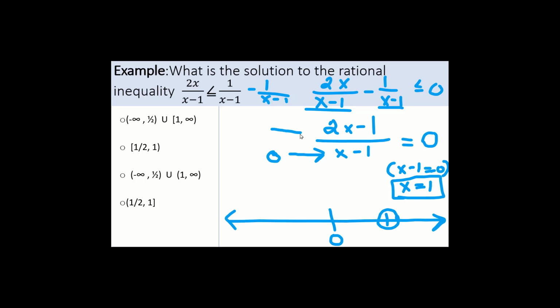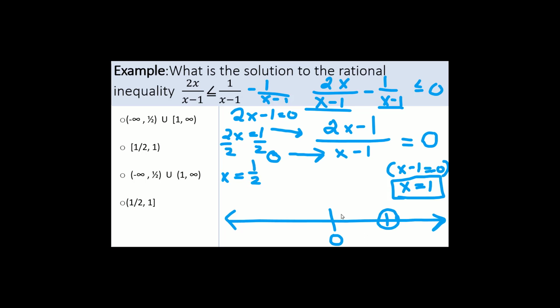Now we'll look at the numerator. Now the numerator can be 0, so we'll look where that can happen. 2x minus 1 equals 0. And then we'll add 1 to both sides, and we'll get 2x equals 1. Then divide by 2, and x is equal to 1/2.